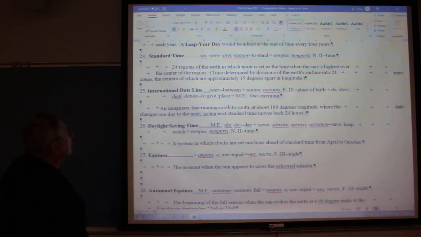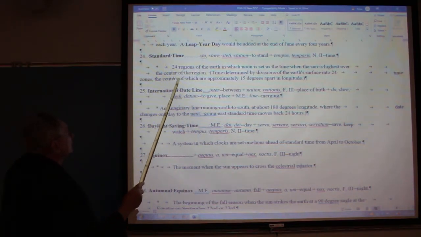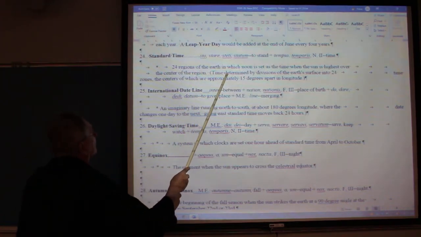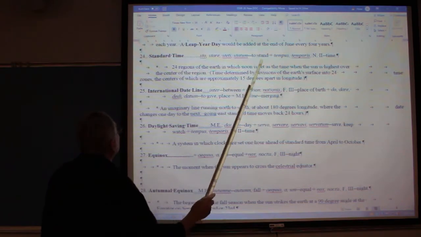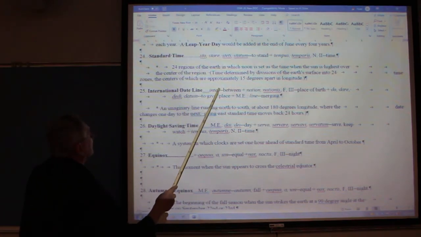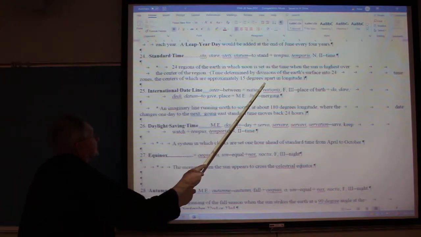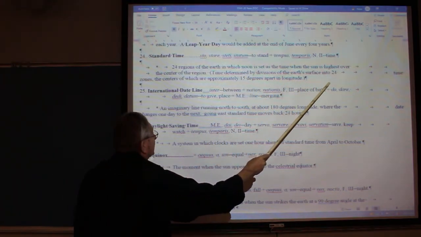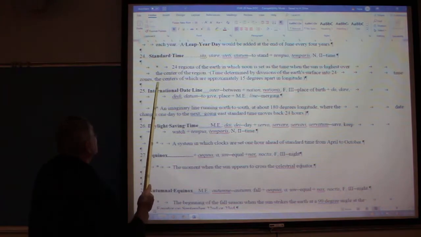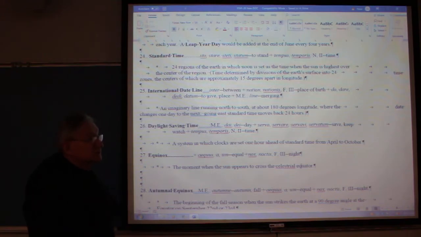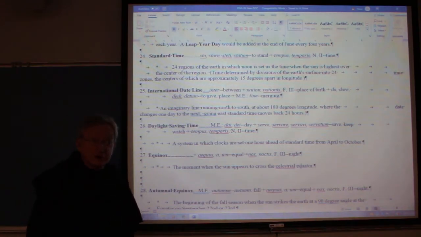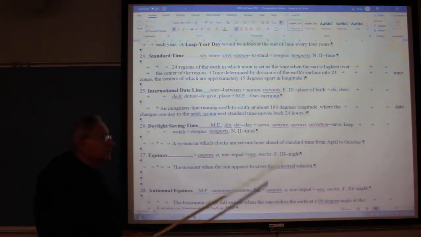You really have had that already. It is the 24 regions of the earth in which noon is set at the time when the sun is highest over the center of that region. So it's the time determined by the divisions of the earth's surface into 24 time zones, the centers of which are approximately 15 degrees apart in longitude. We'll figure that out: 24 times 15 will give you 360 degrees all the way around the world.